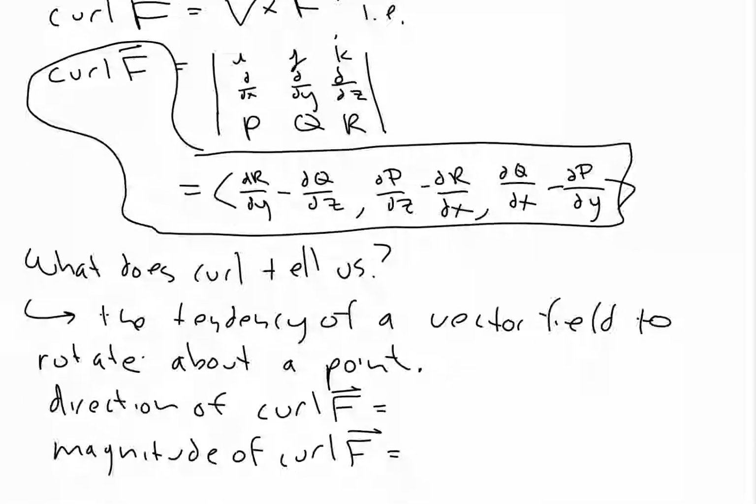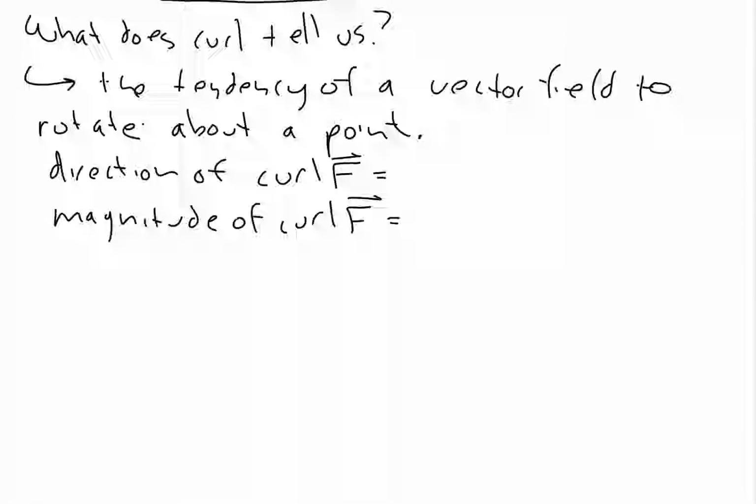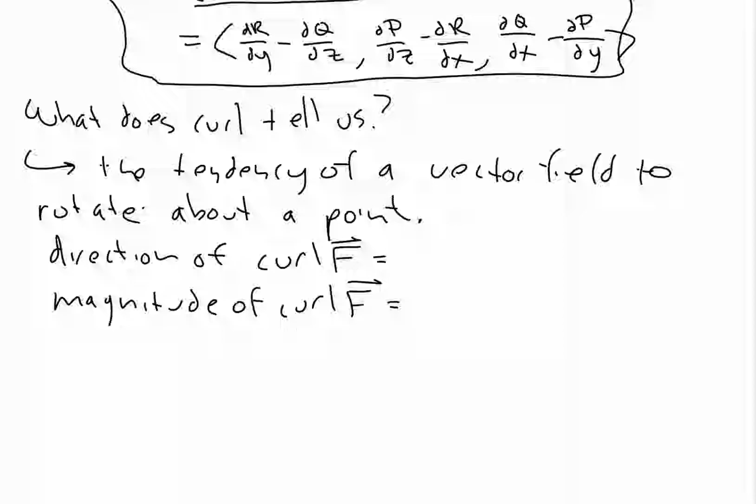Well, let me go ahead and scroll down here. Curl tells us the tendency of a vector field to rotate about a point. Now, we'll recall that vectors are quantities that have both direction and magnitude. So if you take curl, I'll scroll up a moment here, curl is a vector, right? You crossed two vectors, you got a vector back. The vector that you're getting is going to have a difference of partials in component 1, a difference of partials in component 2, and a difference of partials in component 3. That's three different things. I get a direction associated with that.